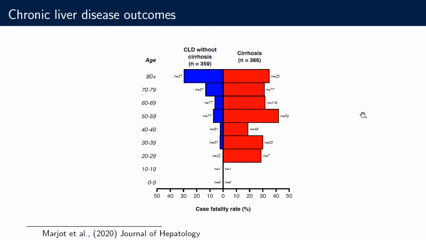This plot is of fatality by age group, and the difference you'll see is that, mirroring what one sees if one looks at a study of the general population, there is this strong correlation with age in chronic liver disease, but in cirrhosis, significant mortality in all age groups presenting with COVID-19 with cirrhosis, with the red bars going out quite far to the right.